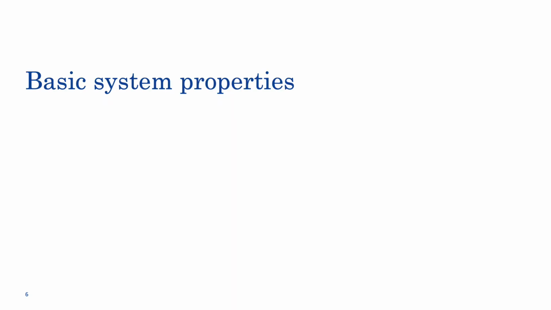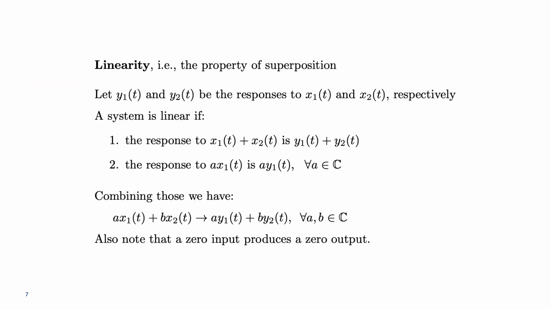We will now introduce and discuss several basic properties of continuous time systems. We'll start with linearity. A linear system is one that possesses the property of superposition. So the response to a linear combination of inputs is the linear combination of the respective responses. Let's start by describing it mathematically.